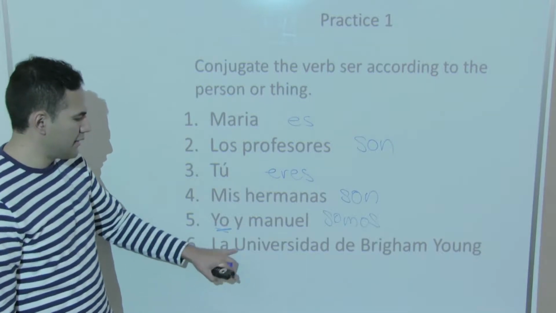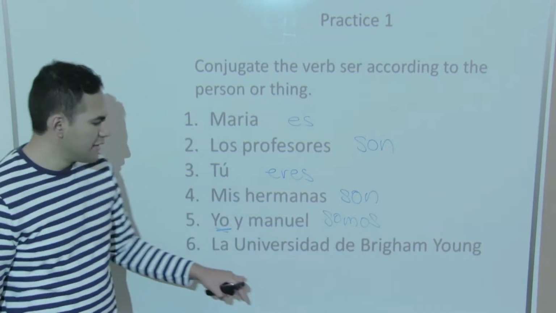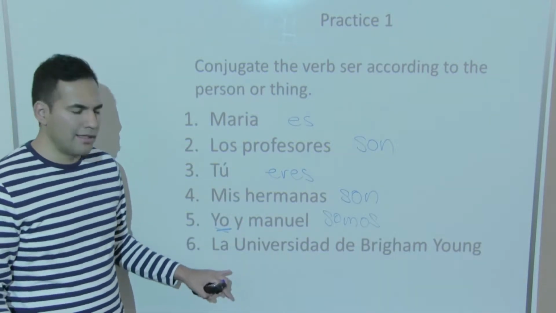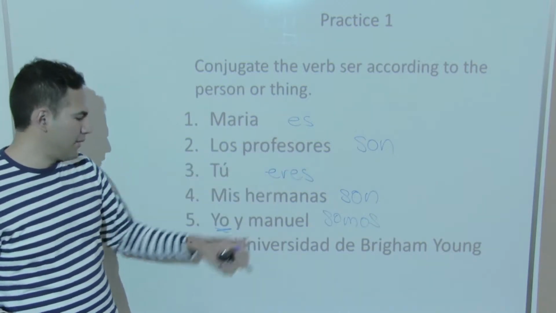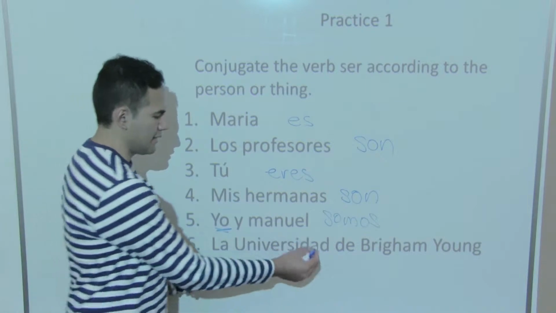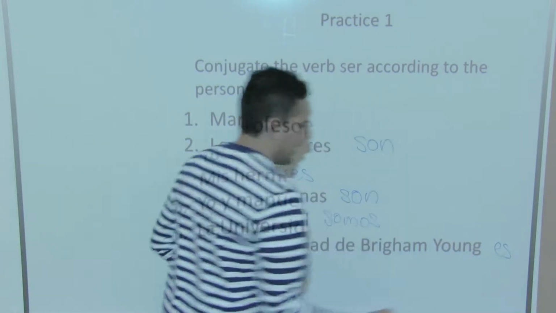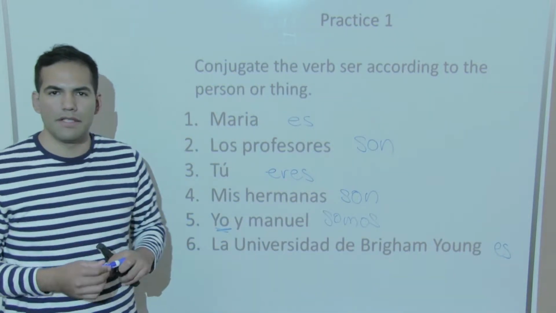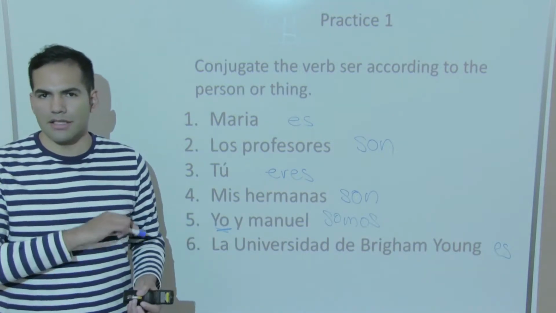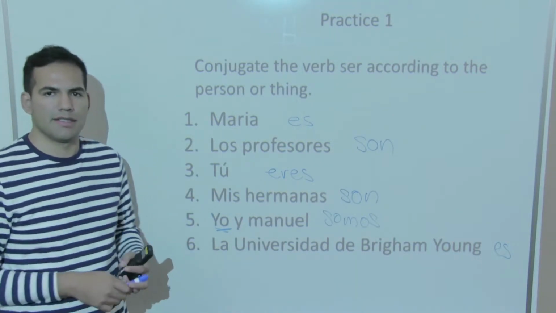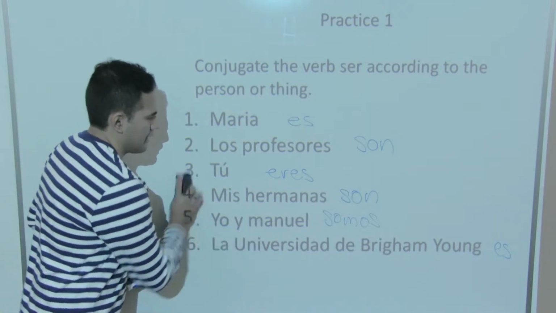And last, la Universidad de Brigham Young. So this is a thing, and when we talk about things, we're always going to use the third person singular. La Universidad de Brigham Young es. Okay? So check your work. If you got them right, good job. If you didn't, just try to go back to the conjugation table and make sure you understand this, okay? Perfect.